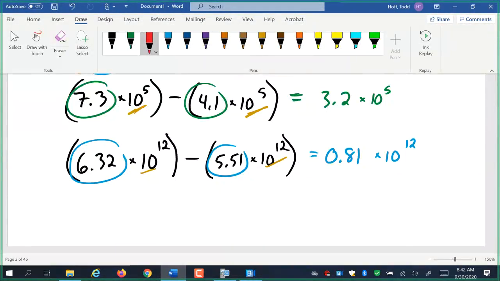Now, again, we have an issue here because it's not proper scientific notation. Proper scientific notation has exactly one digit in front of the decimal point, and it cannot be a 0. So I have to move this decimal point over to make that 8.1. Now this time I moved the decimal point to make the number larger. It went from 0.81 to 8.1. So my power has to become smaller. So 12 minus 1 is 11. So it is 8.1 times 10 to the 11th.